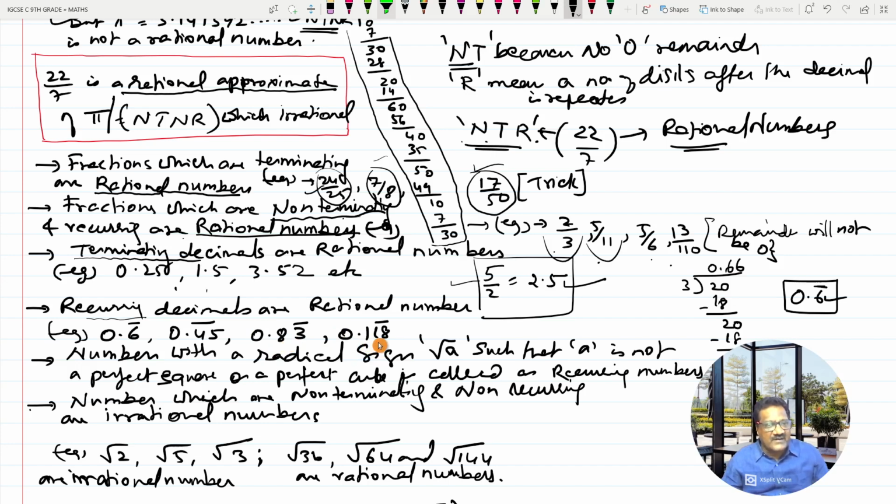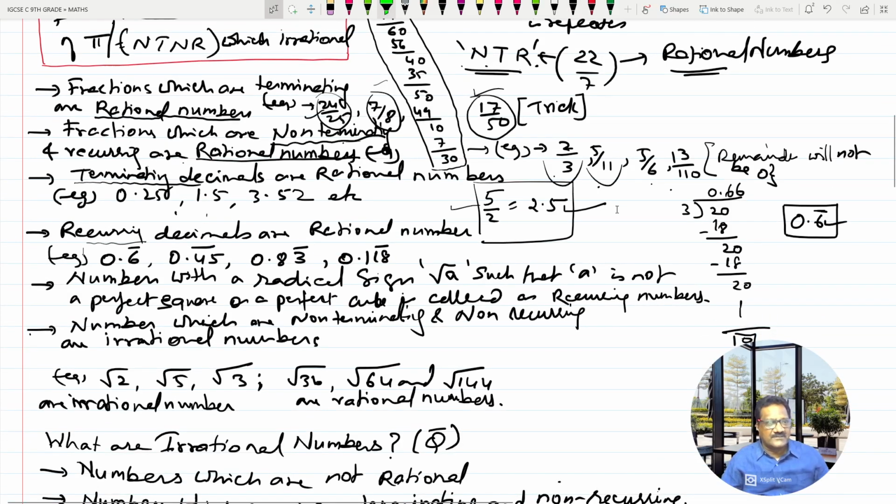Then 0.118, but the bar is only on top of 18. So this number means 0.1, 18, 18, 18, 18. 18 will go on repeating. So such numbers are recurring decimals. They are also coming in the category of rational numbers. Now, a number with a radical sign, like say square root of some a, such that a is not a perfect square, or a perfect cube, then this is called a recurring number.